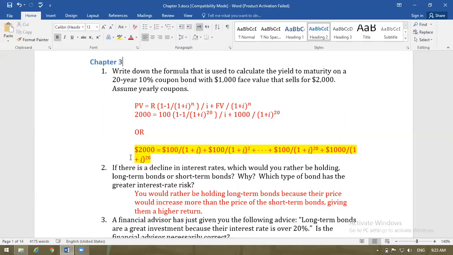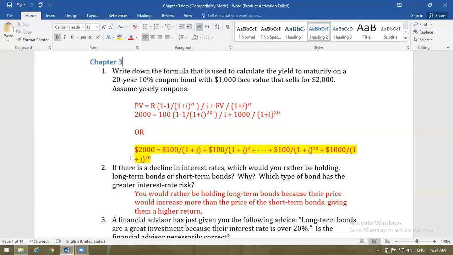The coupon bond formula, which I gave you in the previous lecture, is: present value is equal to R times 1 minus 1 divided by 1 plus I raised to power n, whole divided by I, plus future value divided by 1 plus I raised to power n. Or you can also use the formula given by the book, but I always prefer to use this simple formula instead of the complicated one given by the book.